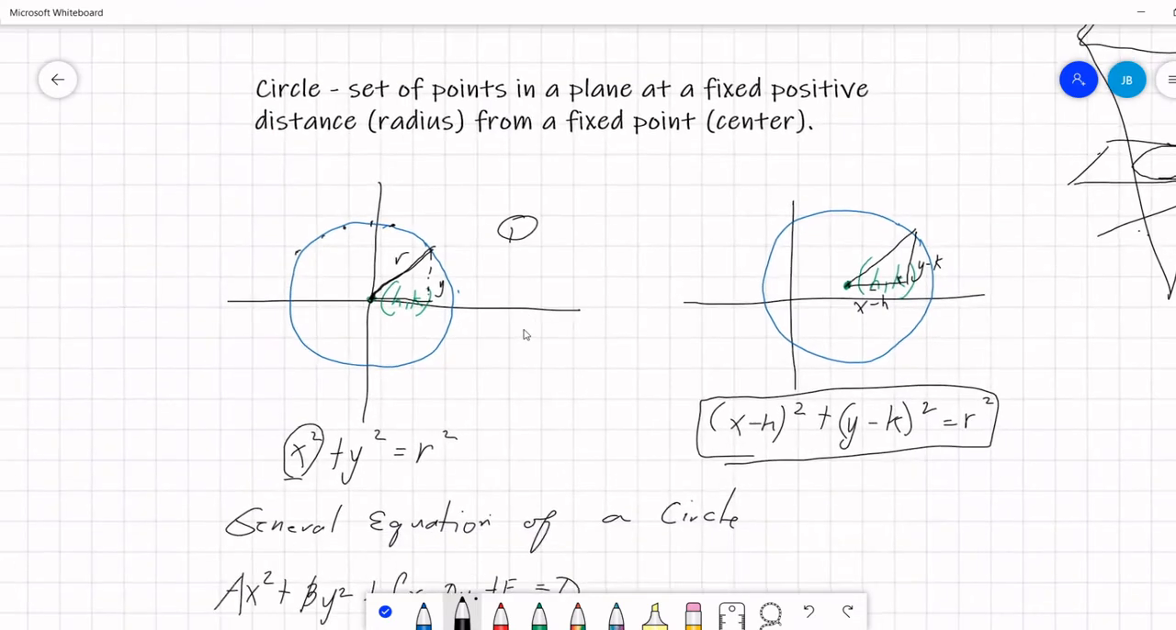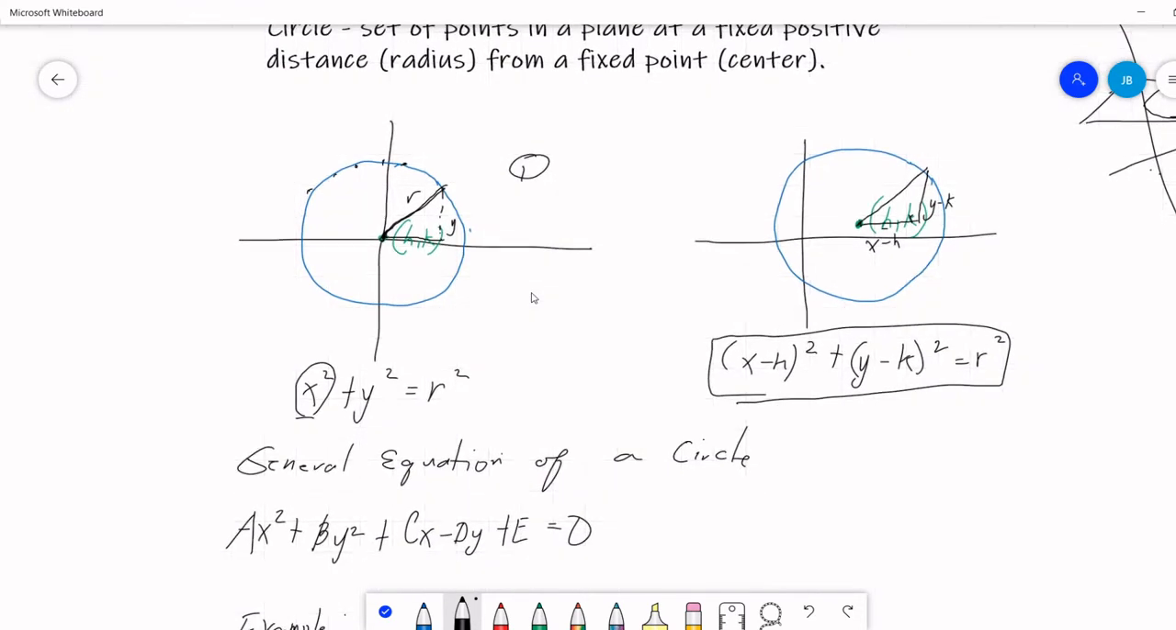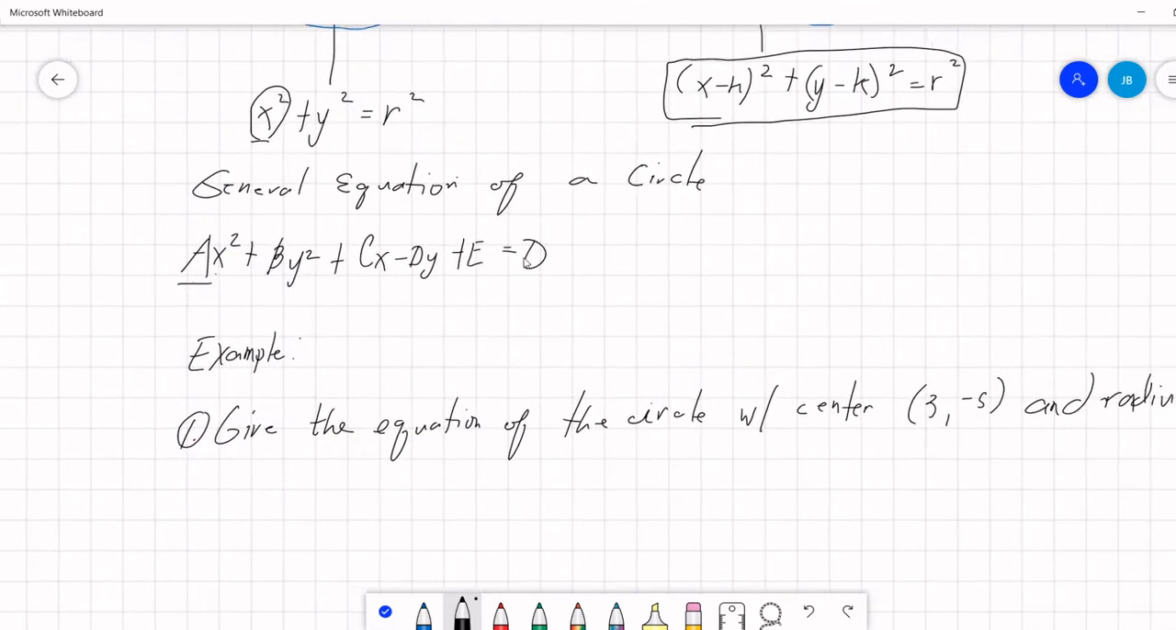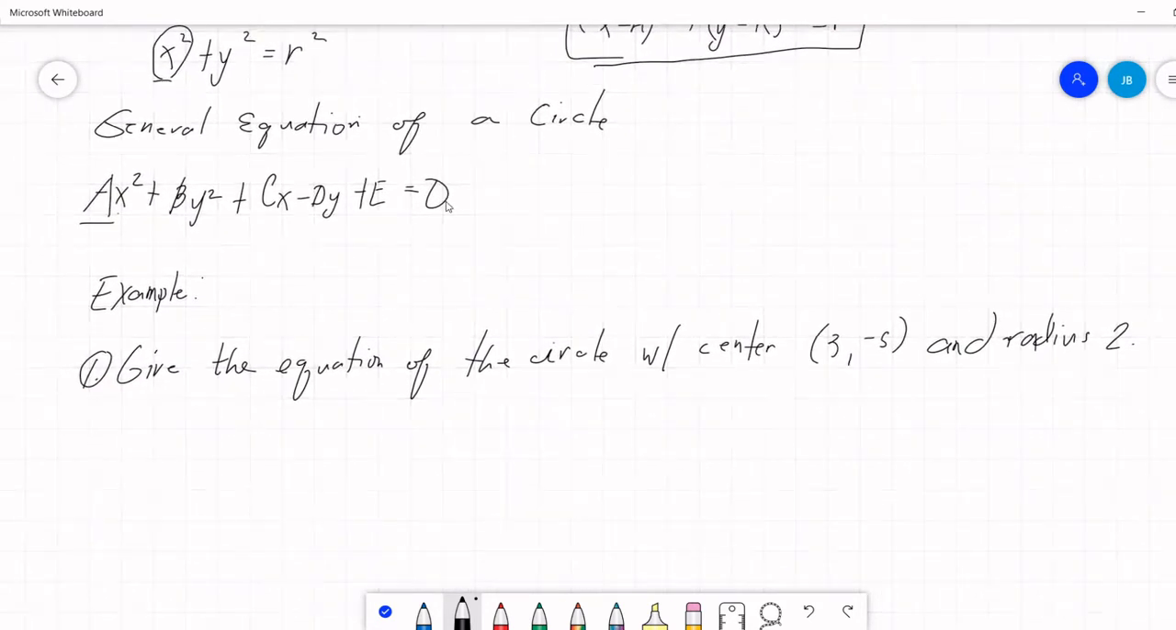Okay? So remember that the general equation of a circle is ax squared plus by squared plus cx minus dy plus e. For example, 4x squared plus 2y squared plus 3x minus 4y plus e. That is how it is written. Okay? So let's say, for example, we have this problem.